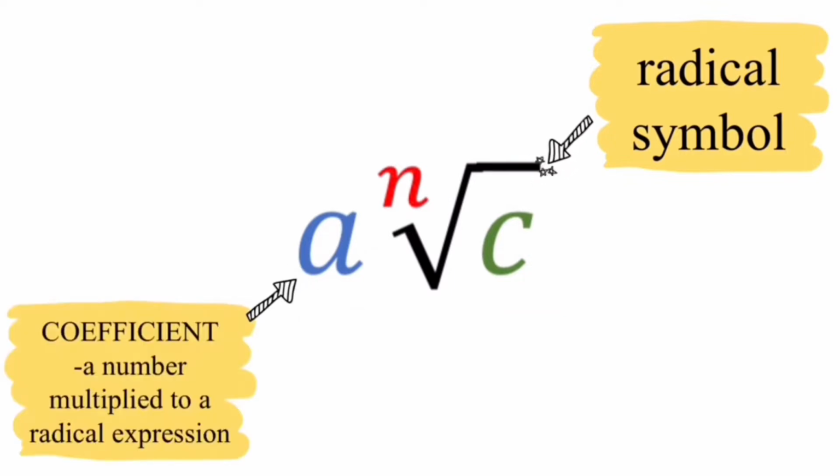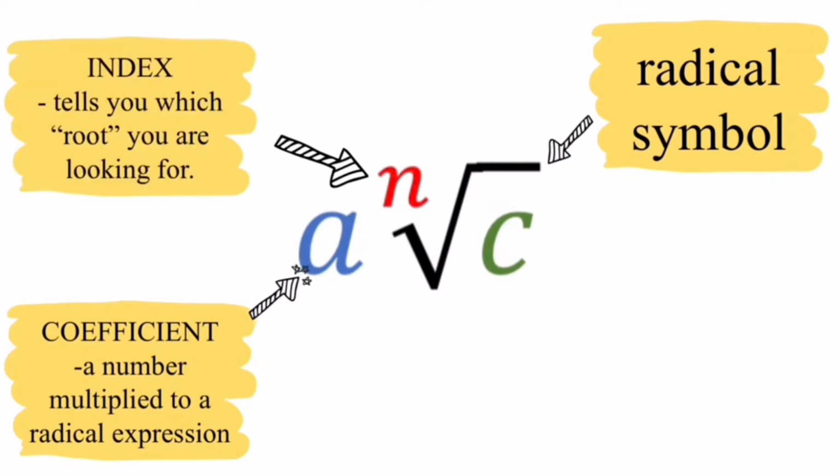Our a here is called a coefficient. A coefficient is a number multiplied to the radical expression. And the letter n here is called the index. This tells you which root you're looking for.